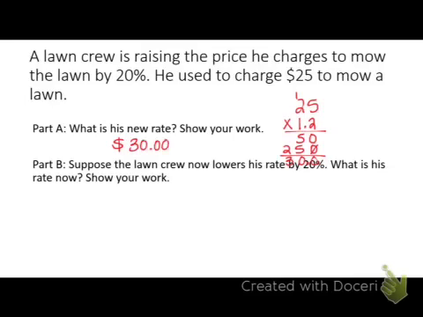Part B is stemming from Part A. It says, suppose the lawn crew now lowers his rate. So we're talking about the $30, and now we're going to lower that rate by 20%. If we're lowering our rate by 20%, then we're only going to pay 80% of the original. So that translates to $24 because 8 times 0 is 0 and 8 times 3 is 24. We have one number behind the decimal, so $24 is going to be our new rate if we took our increased price and dropped it 20%.